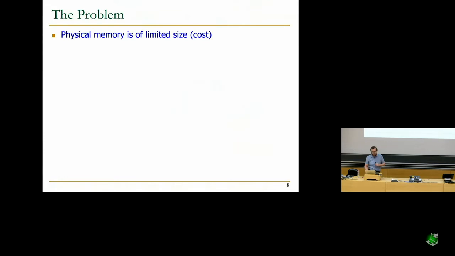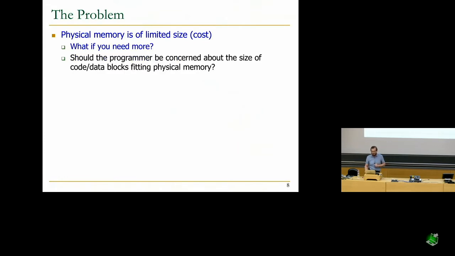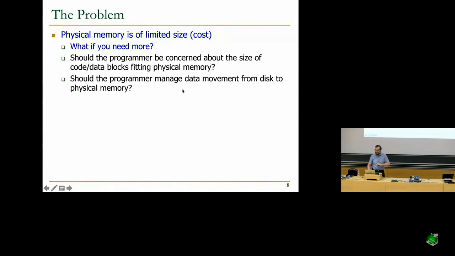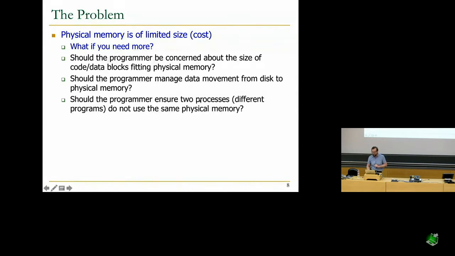So the problem is physical memory is of limited size because of cost reasons. So what if you need more? Should the programmer be concerned about the size of the code and data blocks fitting the physical memory? Should the programmer manage data movement from disk to physical memory? What if you run out of physical memory? Should the programmer ensure two processes, different programs, do not use the same physical memory? How do you even do that, right? You didn't even program it. Somebody else really needs to do that.